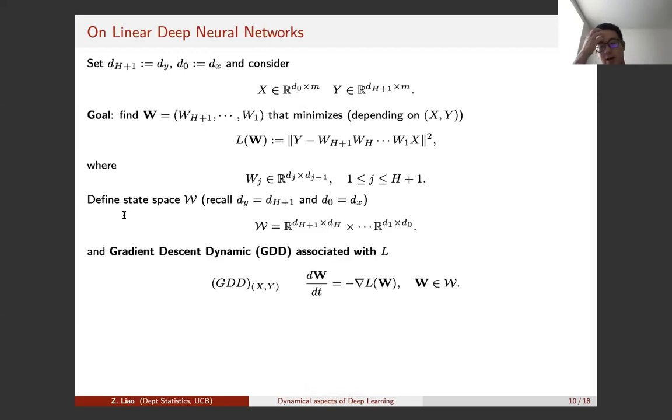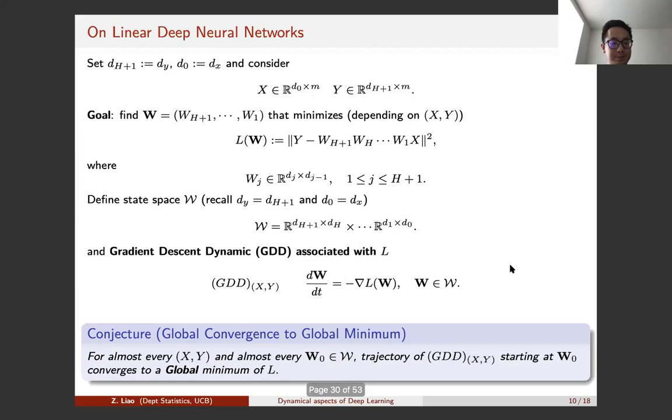And we're going to define the associated gradient descent dynamic given by this differential equation. Okay, so the state space is the space of all these different matrices of different sizes, and we define this gradient dynamic by this differential equation. So the time derivative of any W is just minus the gradient. Okay. So this defines a gradient system.